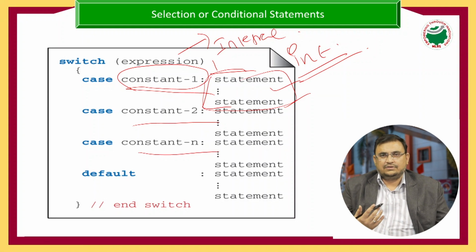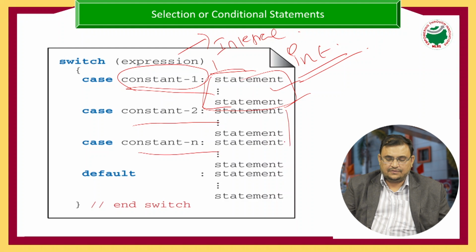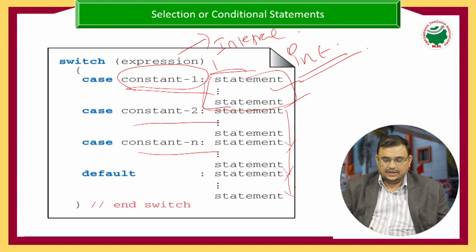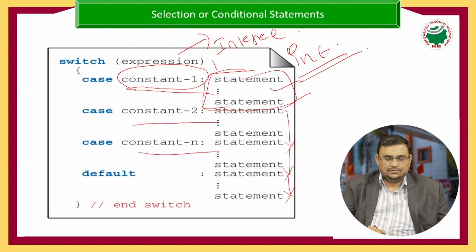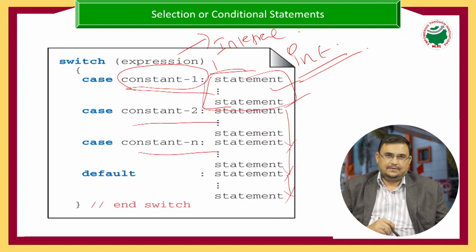After executing the case 1 statements, switch loses the control, it executes statements of case 2, then followed by statements of case 3 and so on up to case n. After that, including the default statement, it executes all the statements related to all the remaining labels, because you are not using any break statement here. So in a switch, use of break is optional.